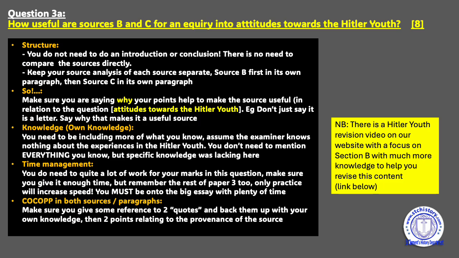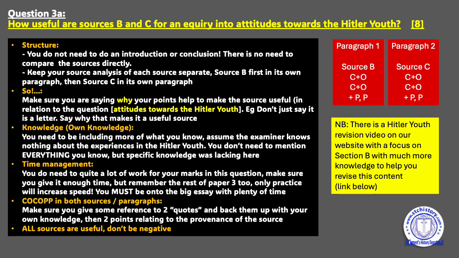So in both these paragraphs, COCO, PP, make sure you give some reference to two quotes and back them up with your own knowledge, and then two points relating to the provenance. Remember, each paragraph separately should look like what you can see now on the screen in the red boxes. So source B, paragraph 1, you need some content plus some own knowledge to back that up. Another quote, back it up with some own knowledge, and then two examples of how the provenance makes the source useful. And then repeat for paragraph 2, source C.